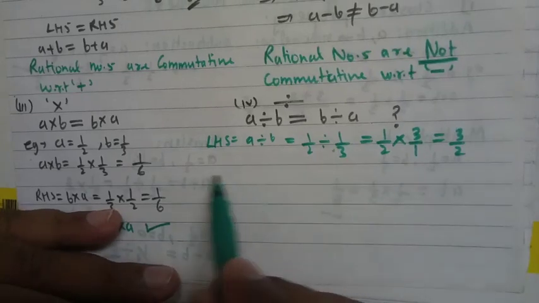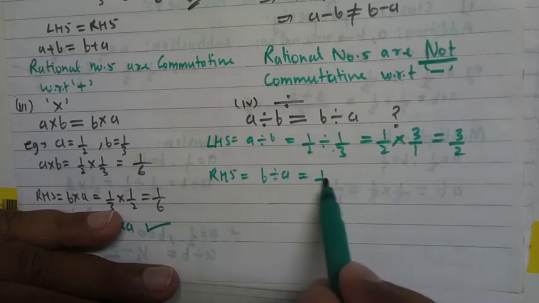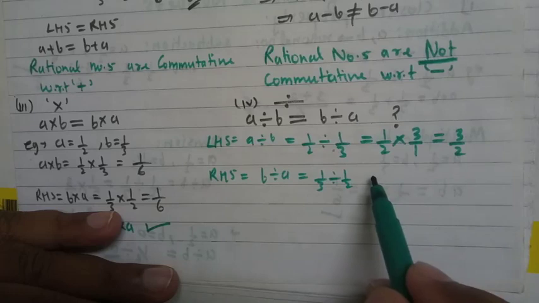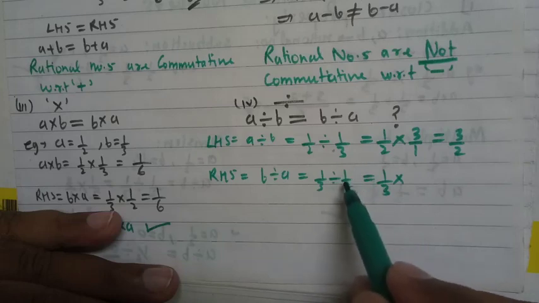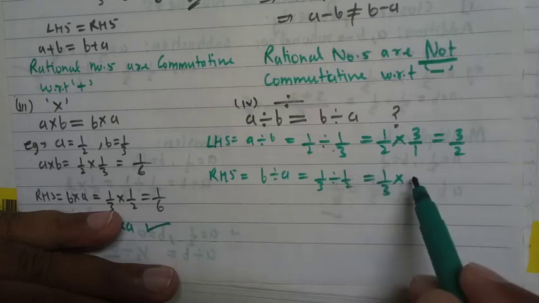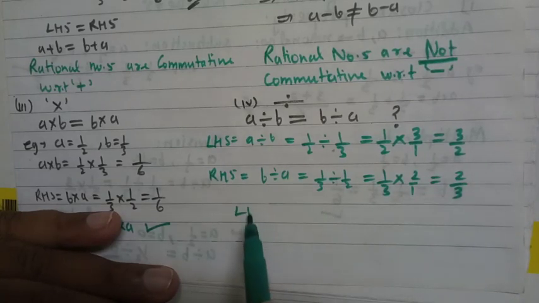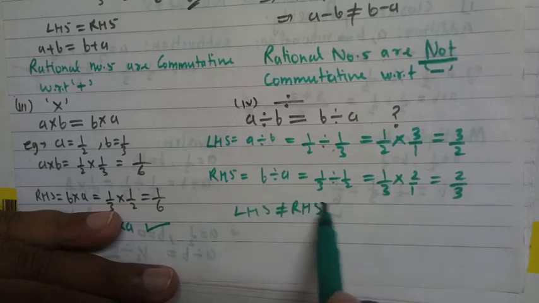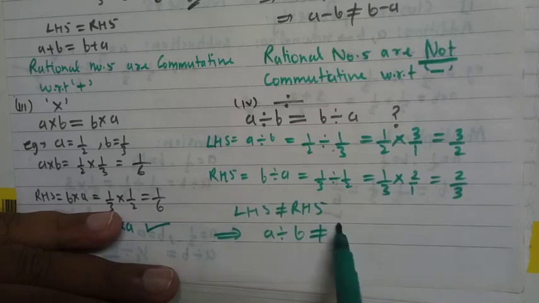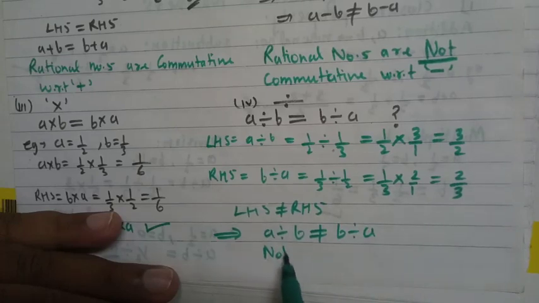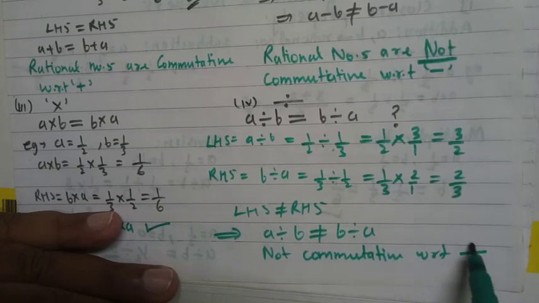So this is coming out to 3 by 2. Now if you take the right hand side, it is b divided by a. So it will be 1 by 3 divided by 1 by 2. Again, change the sign from division to multiplication, so this will interchange. The numerator becomes the denominator and the denominator becomes the numerator, so it's 2 by 1. So it will be 2 by 3. So both are not the same. So the left hand side is not equal to the right hand side. From here, I can say a divided by b is not equal to b divided by a. So not commutative with respect to division.